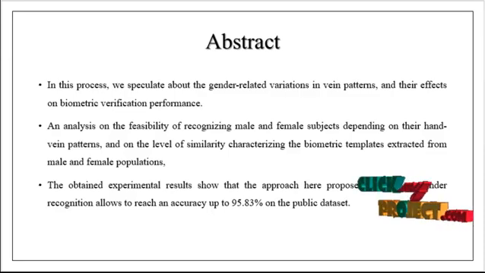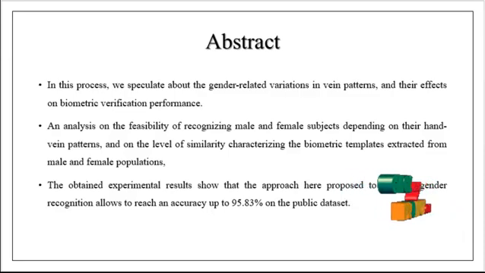We are taking the image from the vein regions and then performing the biometric verification system and analysis on the feasibility of recognition of male and female subjects depending on their hand vein patterns and on the level of similarity characteristics. The biometric templates are extracted from the male and female populations. Hence, in this process, we do both male recognition as well as female recognition. That's why the process is commonly known as gender recognition.